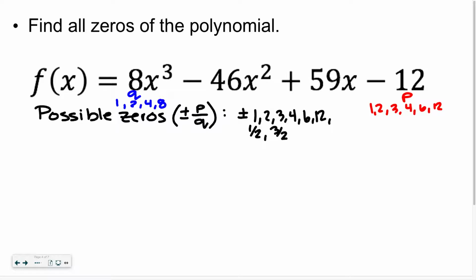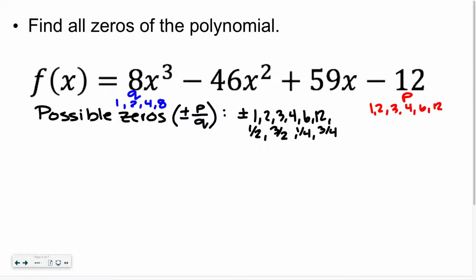And then I take all the red numbers and I put them over 4. 1 over 4 is new. 2 over 4 is 1/2. That's already on the list. 3 over 4 is new. I don't have 3/4. 4 over 4 is already on the list. 6 over 4 is 3/2, already on the list. 12 over 4, 3 is already on the list. Okay, so again, only the odd ones made new ones.